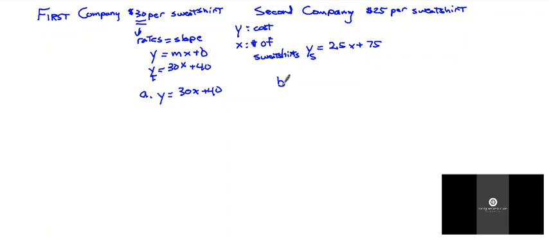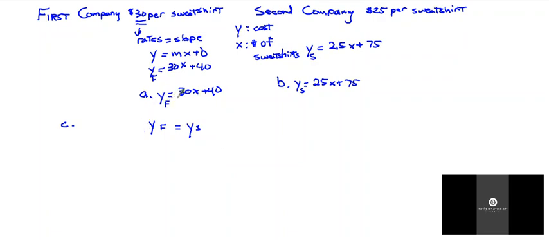This is the answer for B: y equals 25x plus 75. This is the cost for the first company. This is the cost for the second company. On C, they're asking you, gee, at what point, if I buy so many sweatshirts, would the cost be the same? So basically, when is the cost of the first company equal to the cost of the second company? At what point will the number of sweatshirts be the same when the cost is the same?